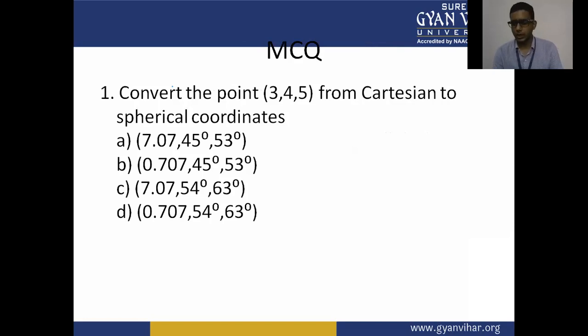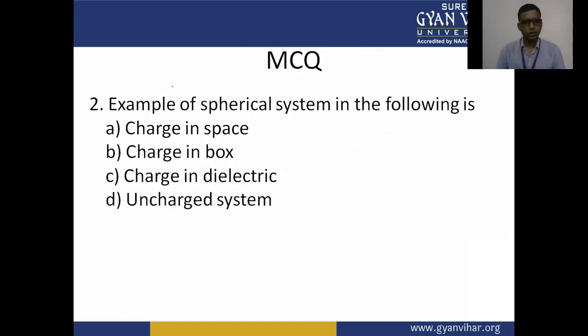Now we have some multiple choice questions regarding the coordinate system, spherical coordinate system, and others. Convert the point 3, 4, 5 from Cartesian to the spherical coordinate system. The point is given in Cartesian, and you have to convert this into the spherical coordinate system by our conversion transformation formulas.